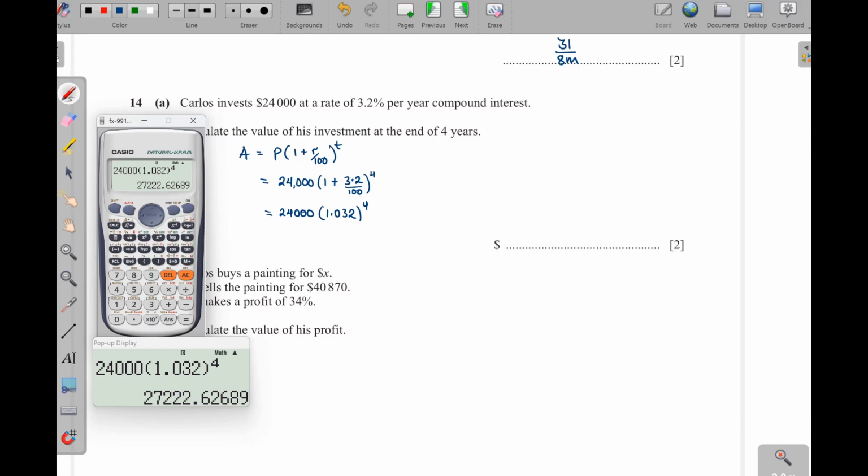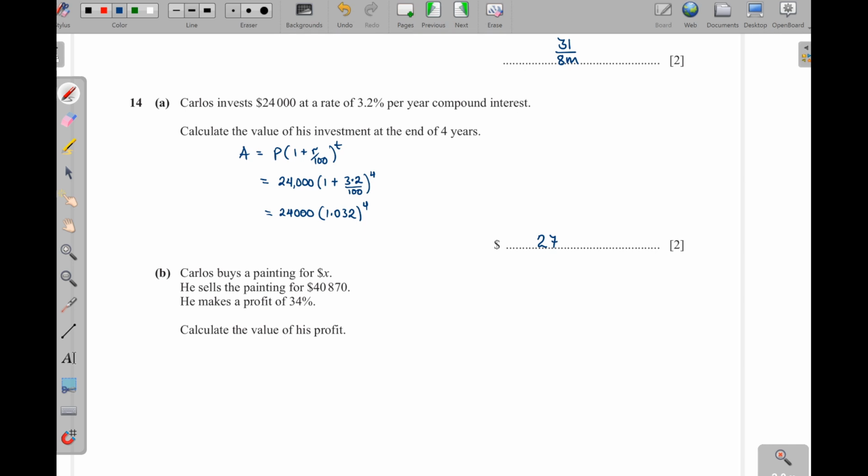27222, then 0.6 whatever. And then I can round this one off maybe to the nearest dollar. Okay, and then we get 27222. I mean maybe to 27223. So I'll have 27223. Then I'll say to the nearest dollar.